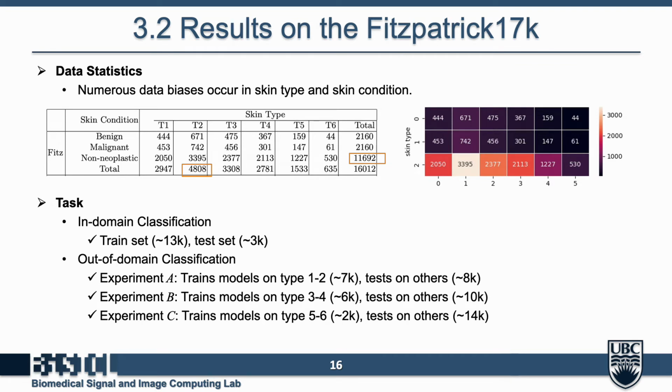We follow Groh et al.'s work to conduct two tasks on this dataset. For the in-domain classification, we randomly split the train and test sets. For the out-of-domain classification, we set 3 experiments. Each of them trains models on 2 skin types and tests them on other skin types.